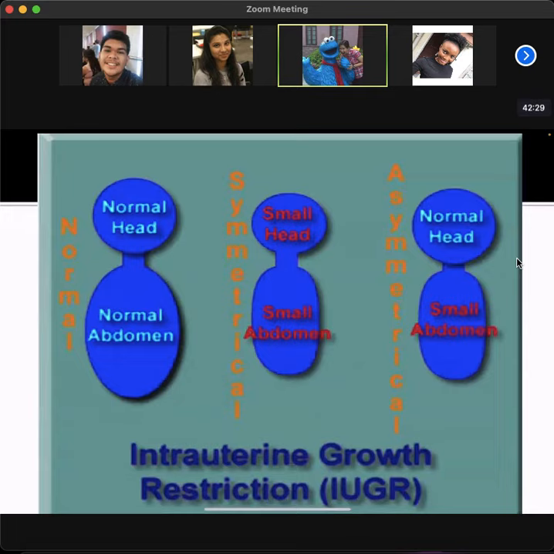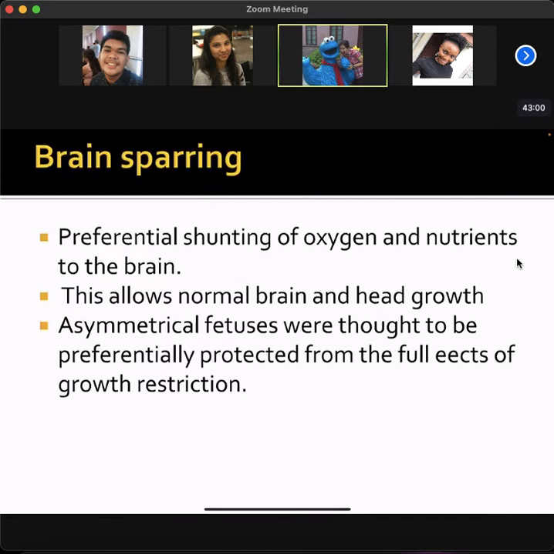So to better visualize, you have your normal growth. You have a normal head and a normal abdomen versus the symmetrical fetal growth restriction and then your asymmetrical fetal growth restriction. In intrauterine growth restriction, there is a certain pattern or event that we obstetricians are aware of and should be wary of.